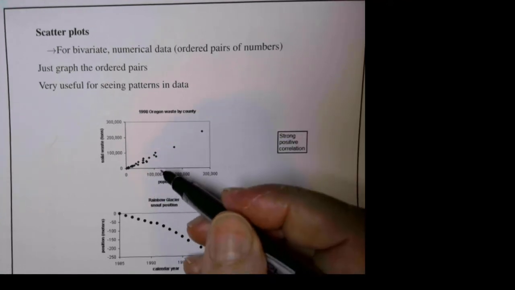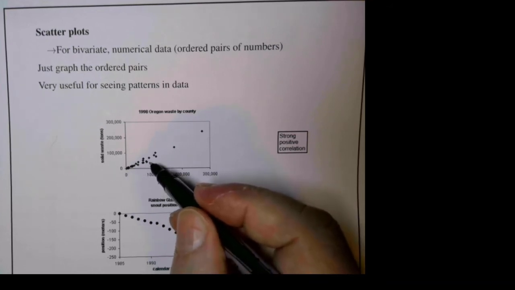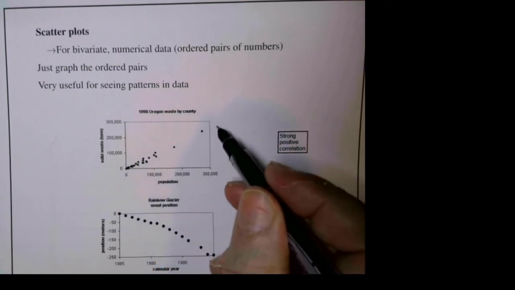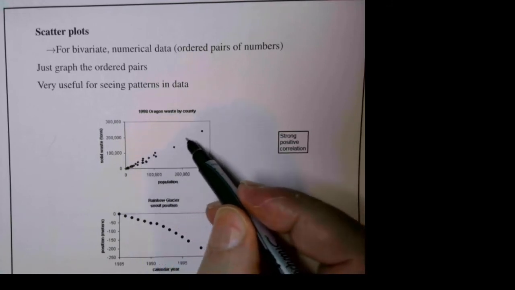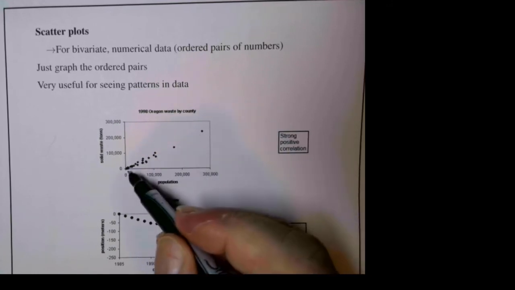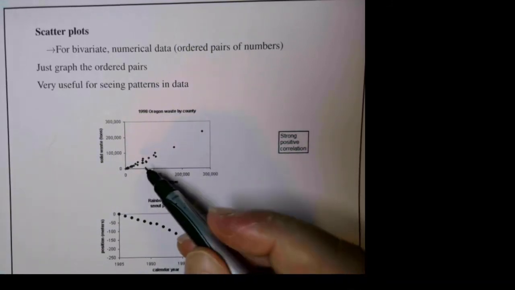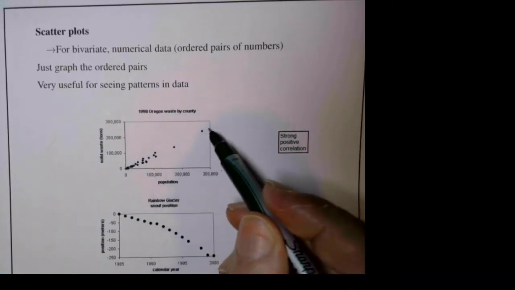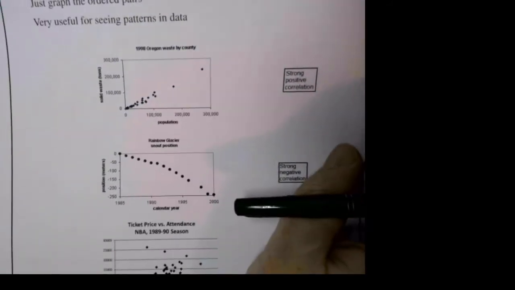So you would expect that each time you added a person, you would see about the same amount of increase in the amount of solid waste generated. And that's exactly what happens here. This correlation is called strong because these dots fall very close to a straight line in this case. And it's called positive because they go up from left to right. This is a strong positive correlation.